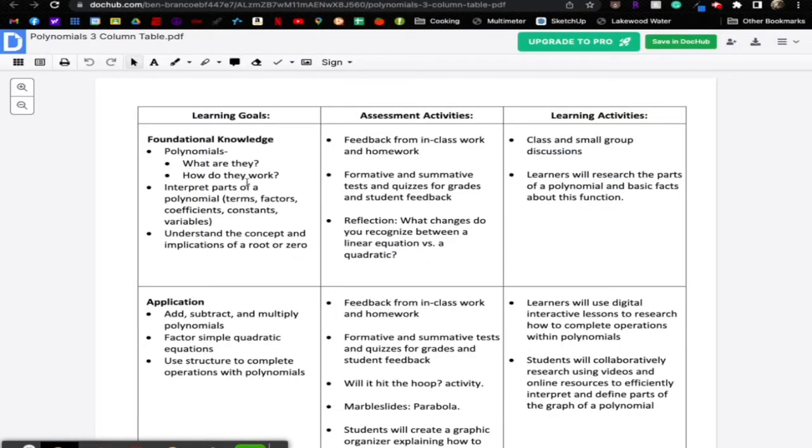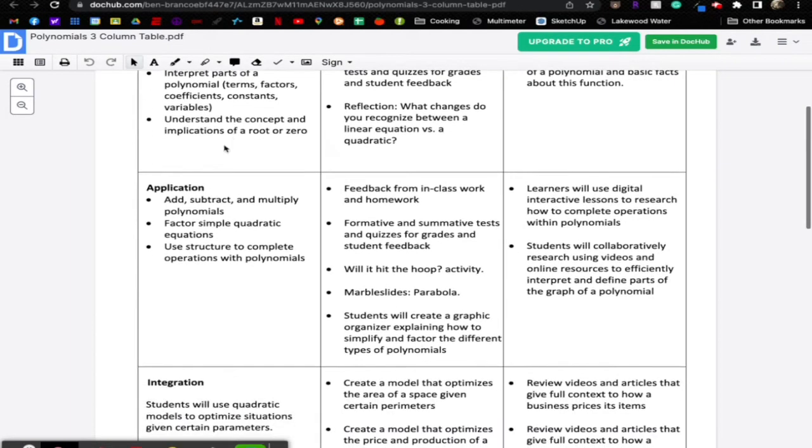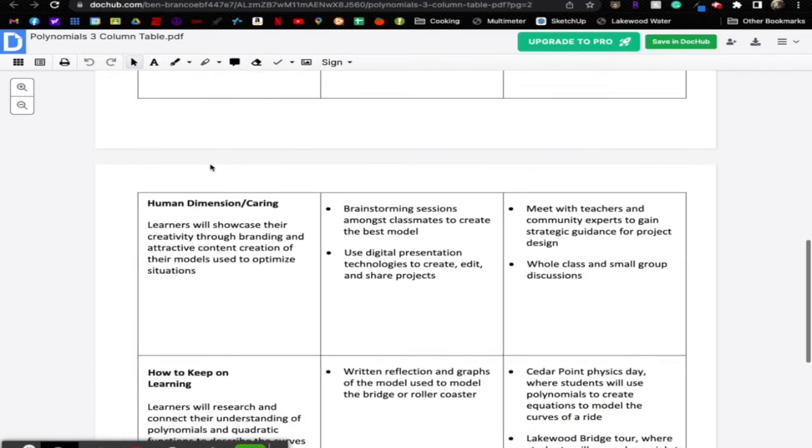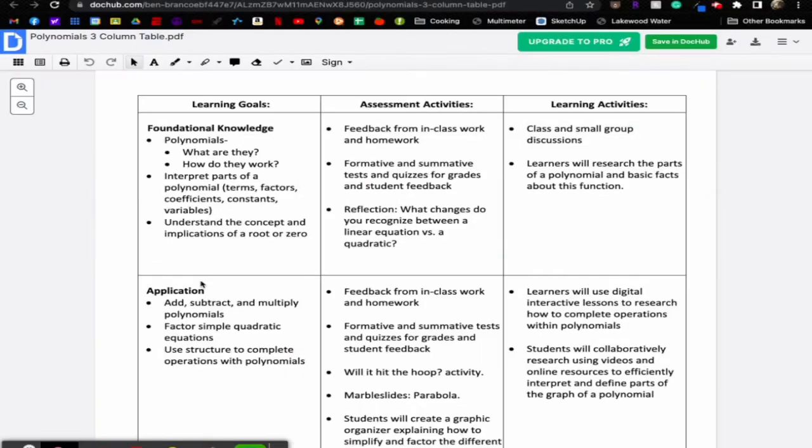Using Fink's 3-column table, we have our learning goals, our assessment activities, and our learning activities. The learning goals are broken down into foundational knowledge, application, integration, human dimension, caring, and how to keep learning. Since this unit covers polynomials and quadratic models, we begin with foundational and application knowledge of what polynomials are, how to work with them correctly, as well as what a quadratic equation is and its important aspects.